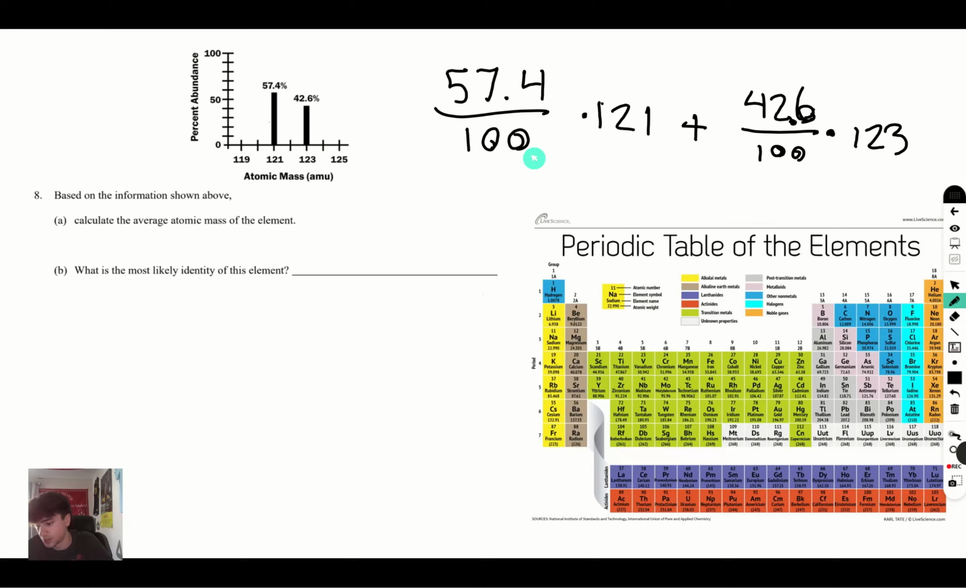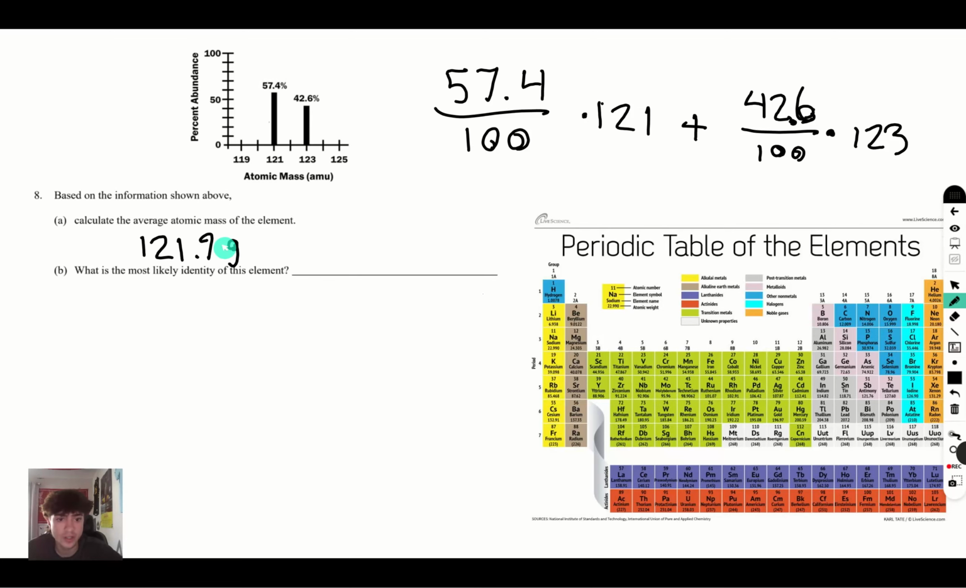57.4 divided by 100 times 121, plus 42.6 divided by 100 times 123, and you will get the value 121.9 if we're rounding to one digit after the decimal. 121.9 grams. So there you go.